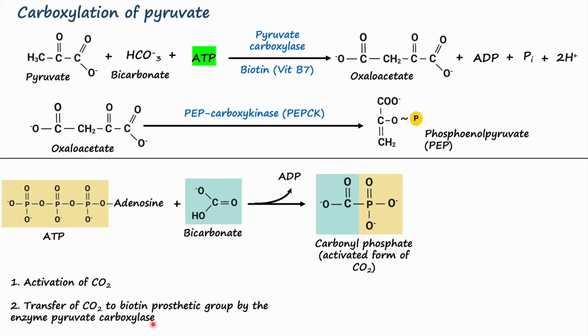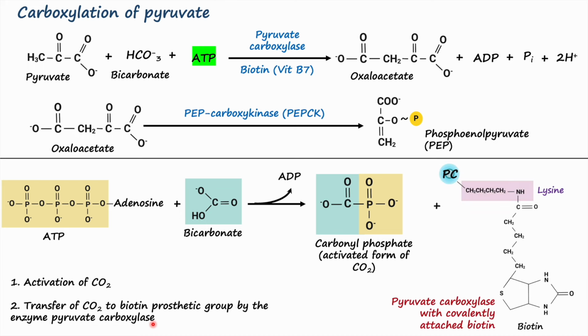The second step is the transfer of this carbon dioxide to the biotin prosthetic group by the enzyme pyruvate carboxylase. Before we go into how the carbon dioxide is transferred to biotin, I first want to quickly go through the structure of biotin and how biotin is linked to the pyruvate carboxylase enzyme. Here you can see this is biotin, this is the pyruvate carboxylase enzyme, and this is the lysine residue of the enzyme. Biotin is covalently linked to the lysine residue of pyruvate carboxylase.